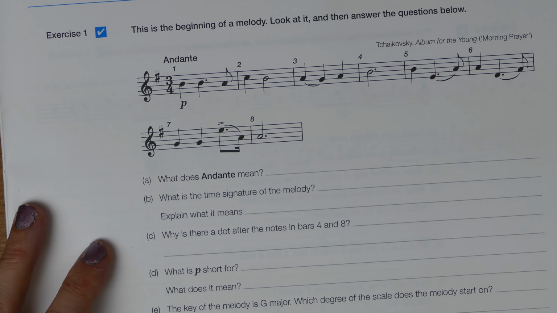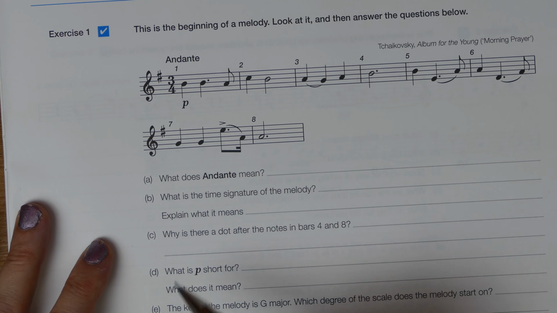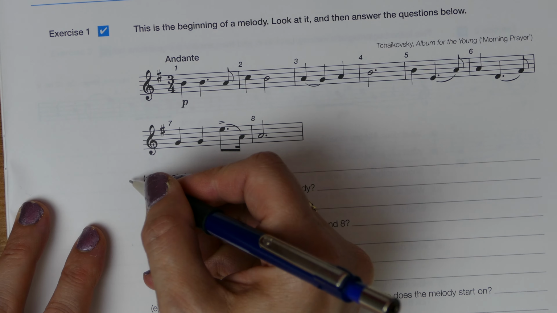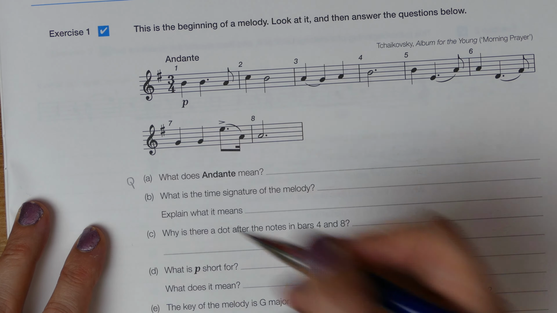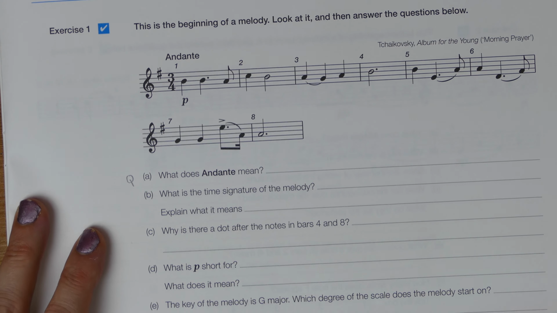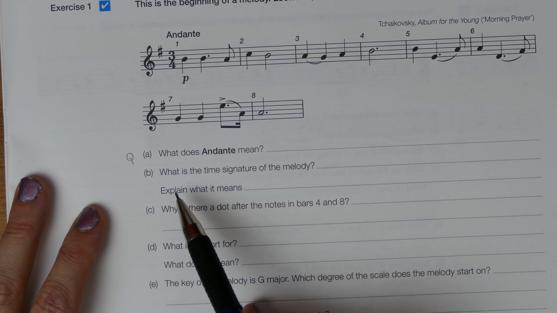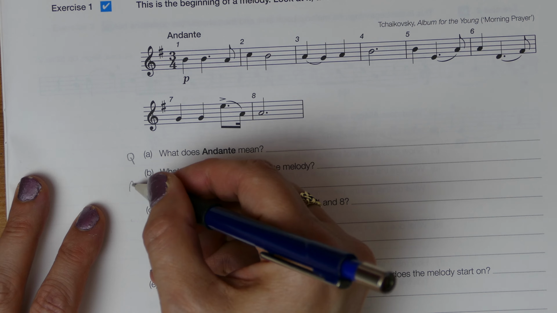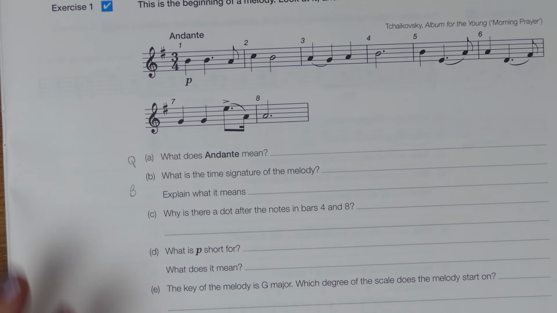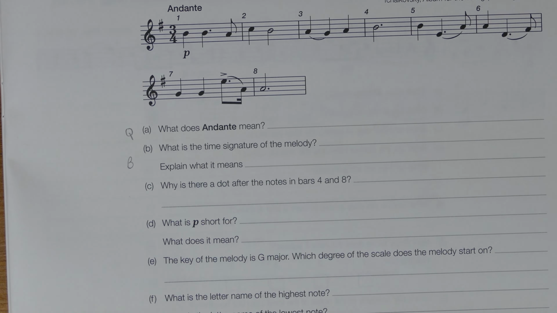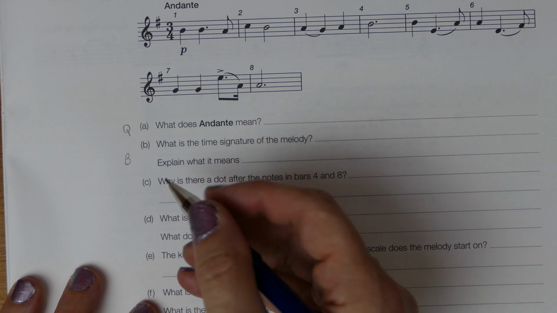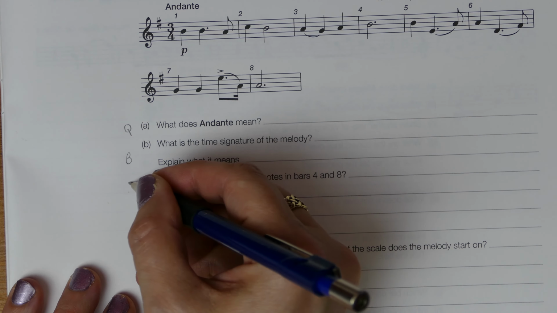and it will draw on the knowledge throughout the whole of the Grade 1 workbook. So question A, what does andante mean? If you look back in your workbook to section Q, you will find the answer there. What is the time signature of the melody and what does it mean? That will refer back to section B. Explain why there is a dot after the notes in bars 4 and 8. That is section I that we've covered.